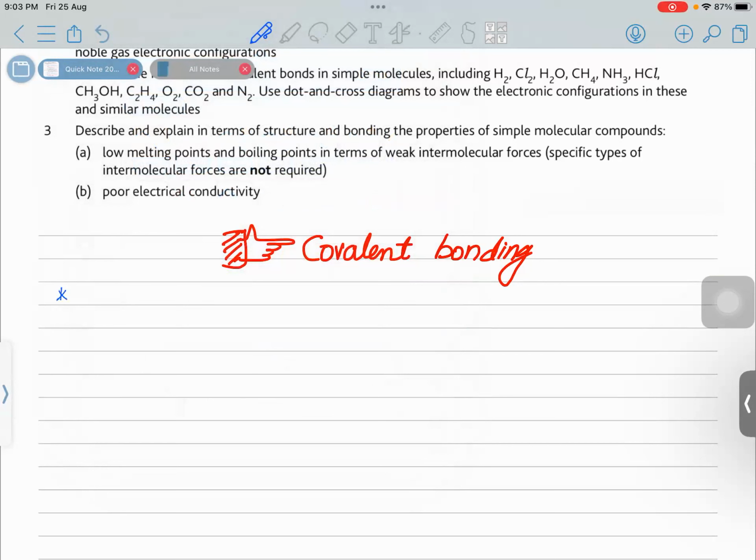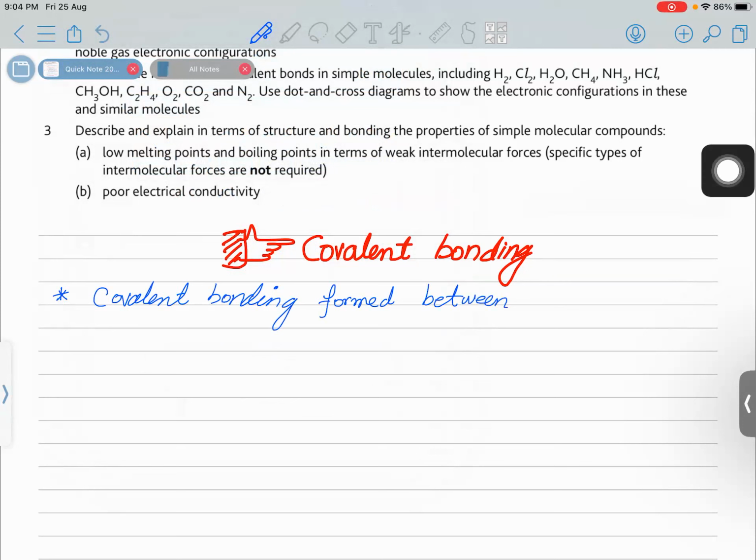So first point is covalent bonding occurs between, as you know that the ionic compound is formed between metals and non-metals, right? Sir, covalent bonding is formed between metals and metals. No, wait, non-metals and non-metals. Formed between non-metals, yes, between non-metals.